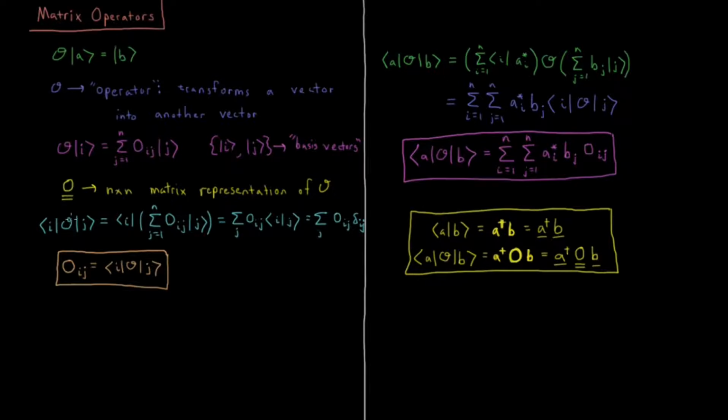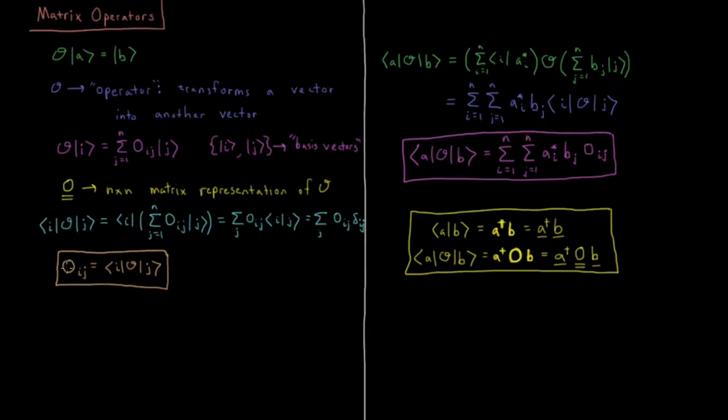All right, so we know O acting on j is going to be a sum from j equals 1 to n of Oij times the basis vector j. So that is going to equal the sum over j of Oij times the overlap of i and j. We know that the overlap of i and j is a Kronecker delta. These are orthonormal basis vectors, so their inner product or overlap is 1 if they're the same. It's 0 if they're different. So this gives us 1 for the case where i equals j and 0 otherwise.